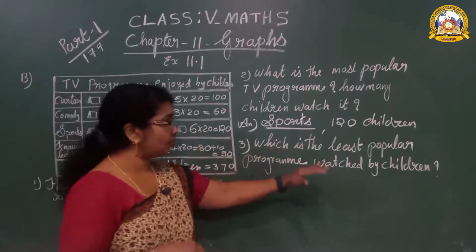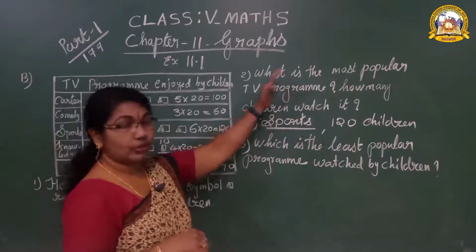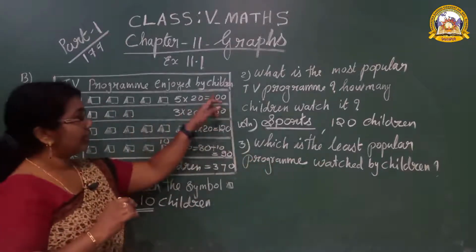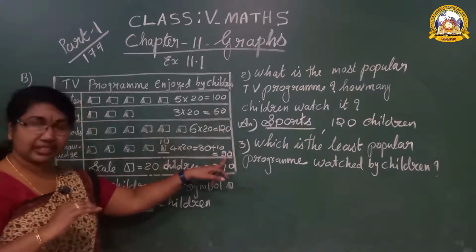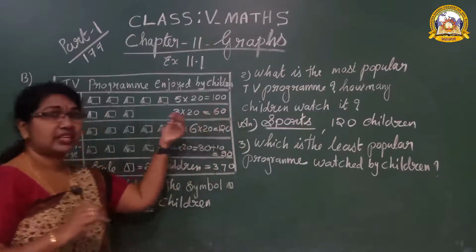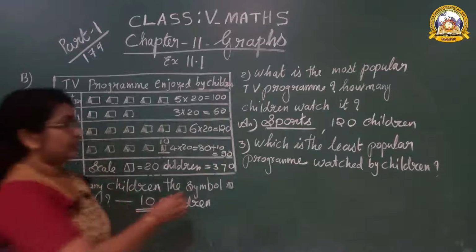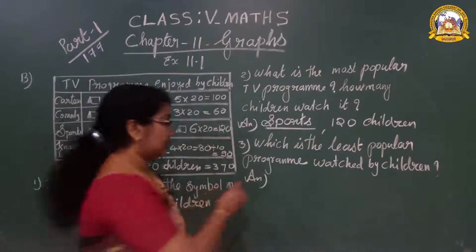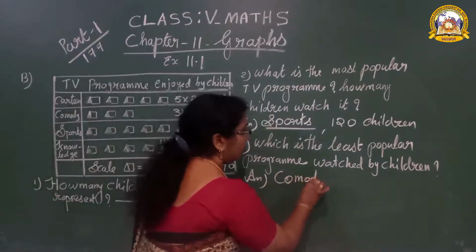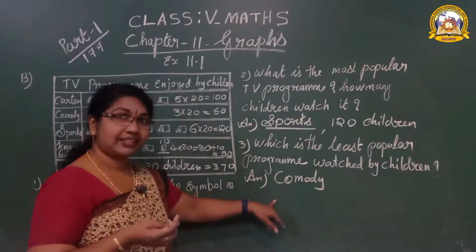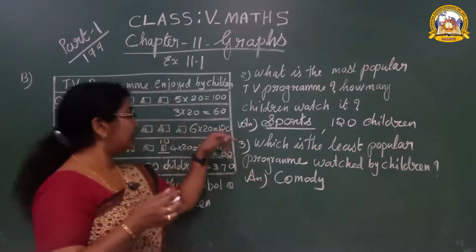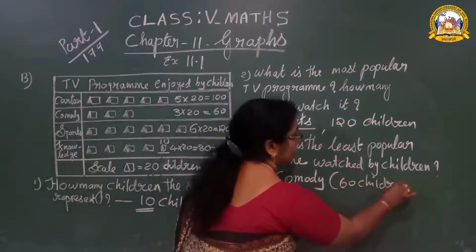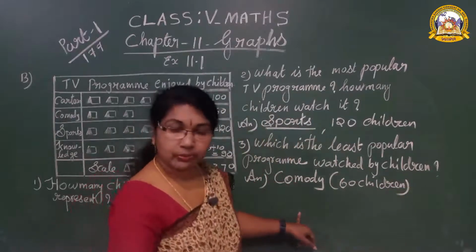See the third question. Which is the least popular program? Least is the opposite of most. Least means very less. See the numbers 100, 60, 120, 90. Which is the smallest number? 60. Which is the least popular program? Comedy. So you should write down the answer: comedy. The question did not ask how many children like it, but anyway you can write in brackets how many children like it. In brackets you can write 60 children like it. 60 children.